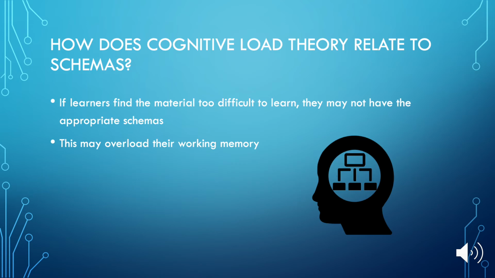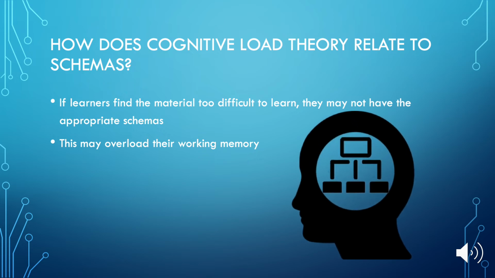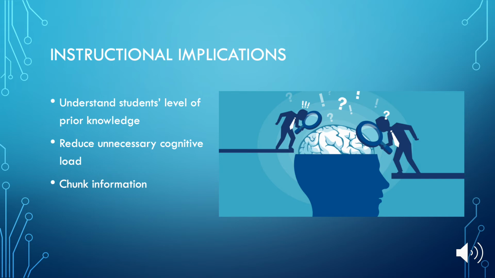So how does cognitive load relate to schemas? When learners find the material too difficult to learn, they may not have the appropriate schemas, which may overload their working memory. Learners who have a more automated schema have more working memory capacity available to use the schema to solve more sophisticated problems. So how can you design instructions to activate and develop learners' schemas?